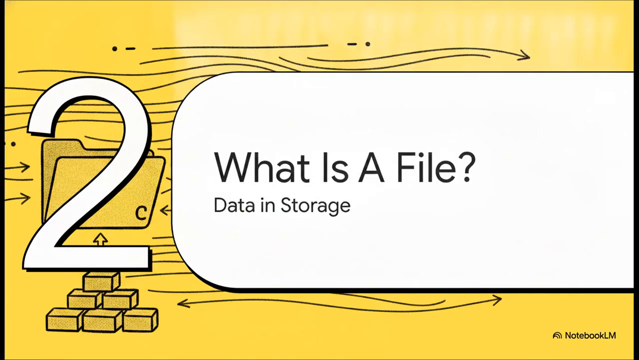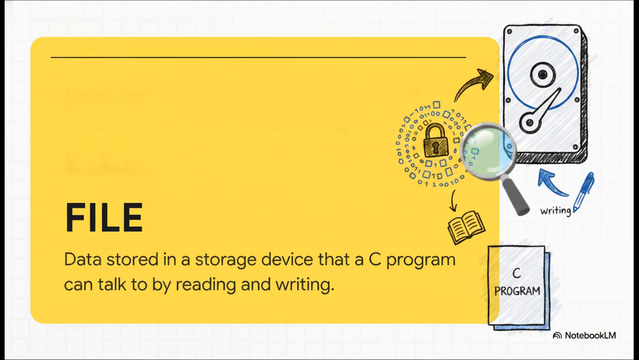Moving right along to Section 2, what is a file? At its core, a file in C is elegantly simple. It's really just data stored on a storage device that our program can actively talk to. And by talk to, we basically mean our code can perform two primary actions: reading content from the file and writing new content to it.